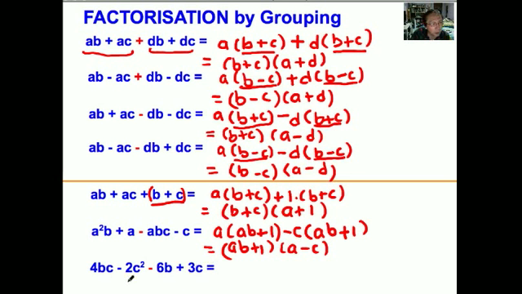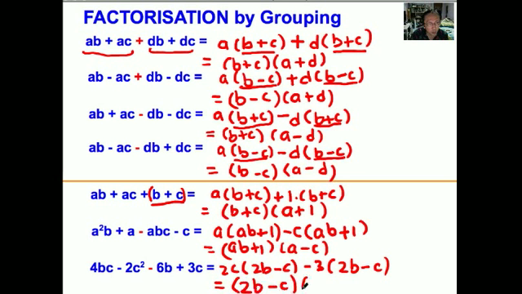In the last example, 2C is common. Taking out 2C, we have 2B minus C in brackets. In the second group, 3 is the common factor. The sign in the middle is negative. And we should have also 2B minus C in brackets. Factorizing out 2B minus C, we have 2C minus 3 in brackets.